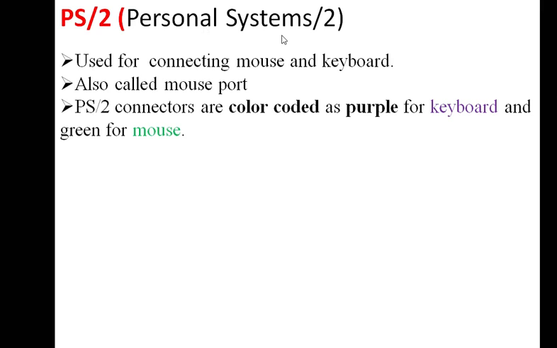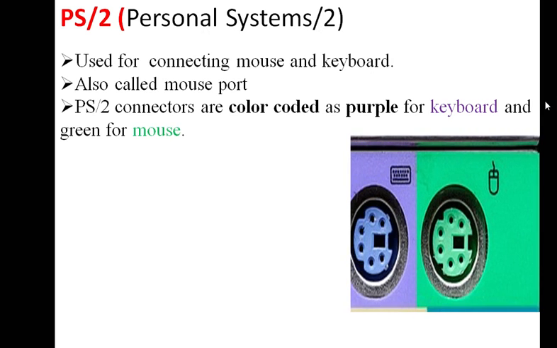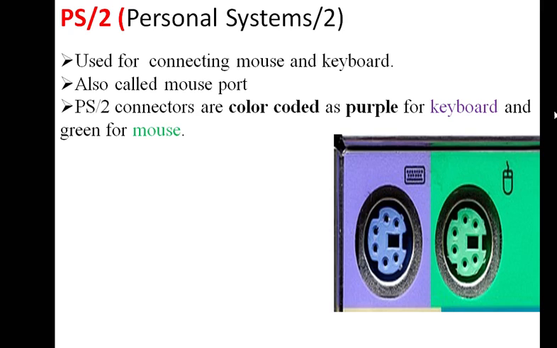PS/2 means Personal System/2, used for connecting mouse and keyboard. See, this indicator shows that this port belongs to the mouse, and this one indicates that it belongs to the keyboard. This one is mouse and this one is keyboard. PS/2 we can also call the mouse port.